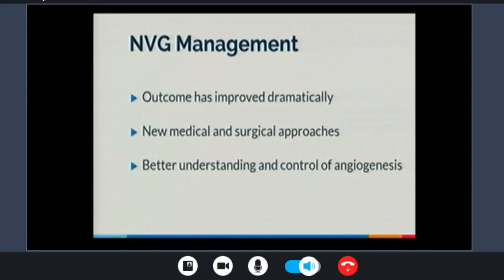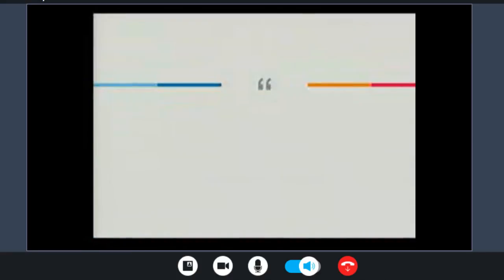In addition to the availability of medical and surgical approaches, the main thing that changed the picture of patients with neovascular glaucoma dramatically is the understanding of the underlying pathology, the mechanism of the development of neovascular glaucoma. This is the mainstay, the most important thing, that we started to understand how neovascular glaucoma and other diseases develop, and now we are directing our efforts to the underlying pathology.